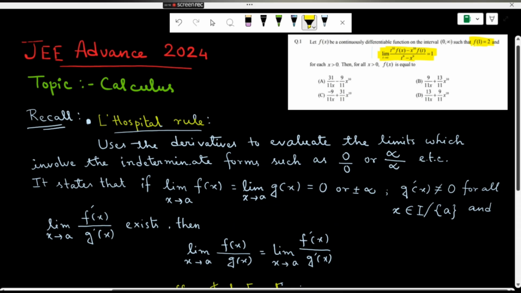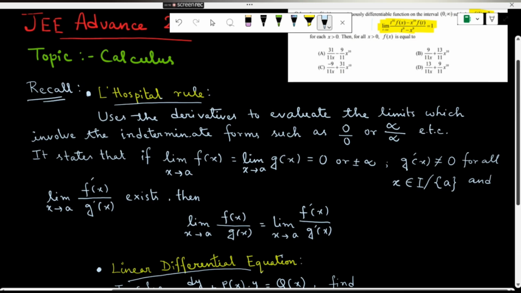What is L'Hopital's rule? This rule uses derivatives to evaluate limits which involve indeterminate forms such as 0/0 form or infinity/infinity form, etc. It states that if limit x tends to a of f(x) equals limit x tends to a of g(x) equals 0 or plus minus infinity, but g'(x), that means the derivative of the denominator, is not equal to 0 for all x belonging to the given interval except at the point a, and the limit x tends to a of f'(x)/g'(x) exists, then we can say that limit x tends to a of f(x)/g(x) is equal to limit x tends to a of f'(x)/g'(x).